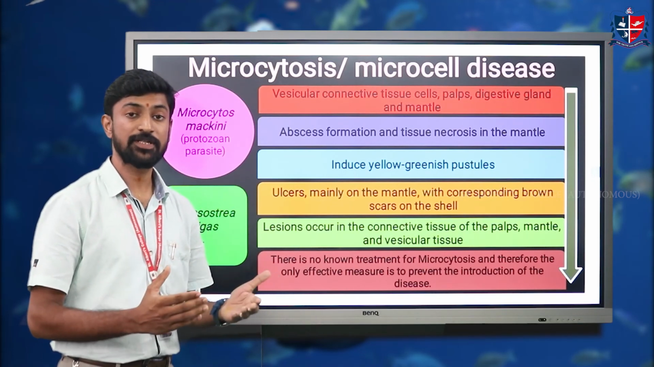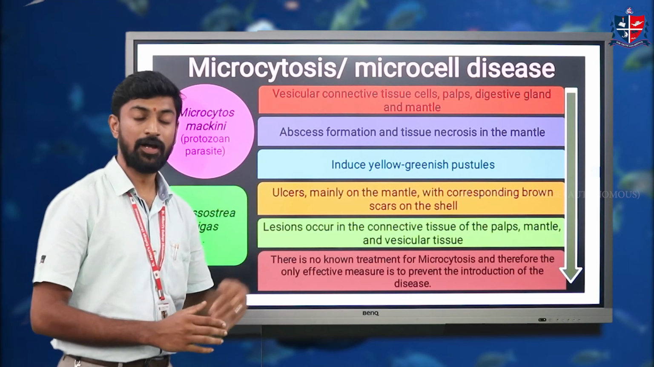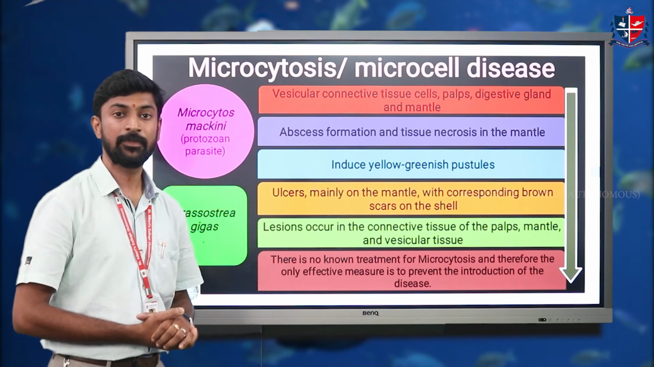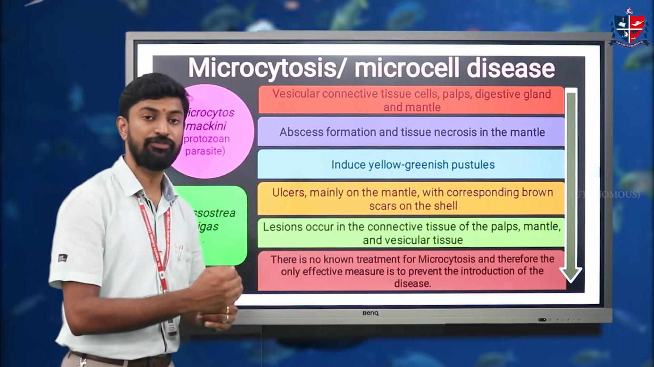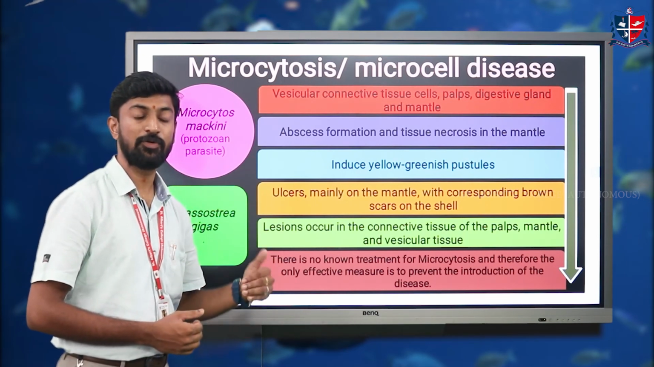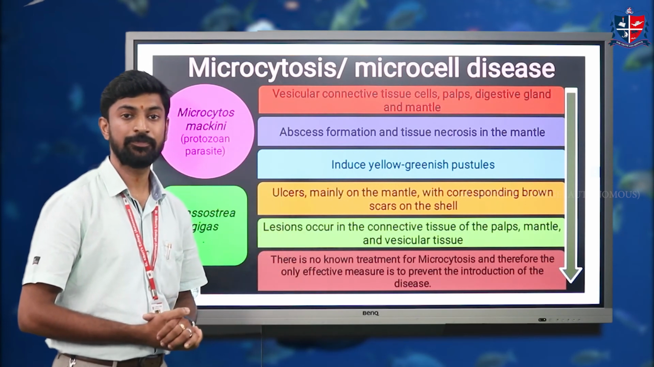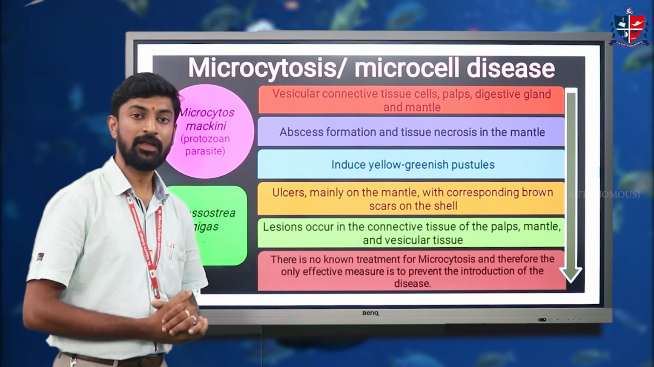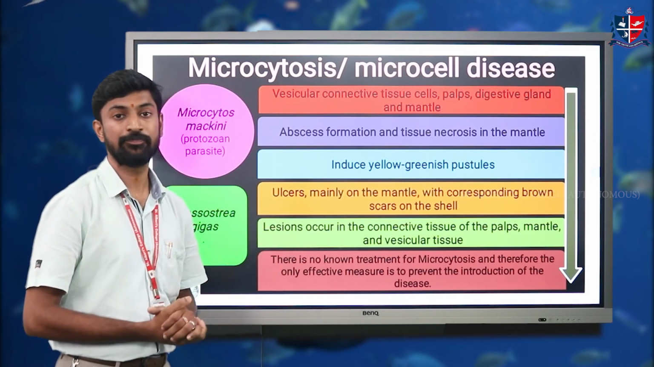That prophylaxis measure is to maintain good water quality, avoid the disease-affected area, then make a good condition for culture of oyster and a good environment for breeding of oyster. Those are the major preventive measures, along with restocking or reducing the stocking density.